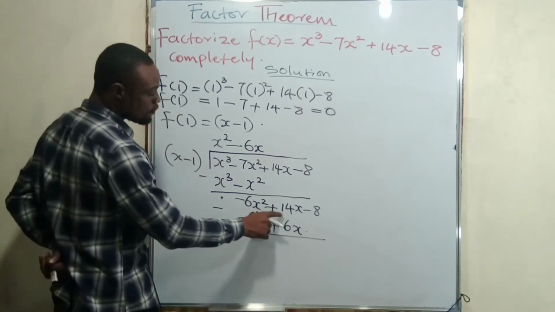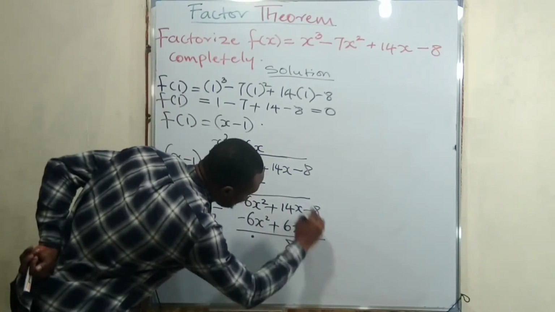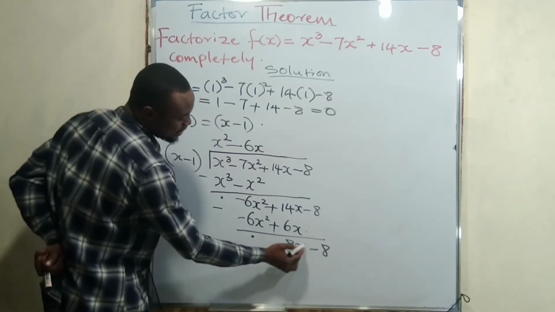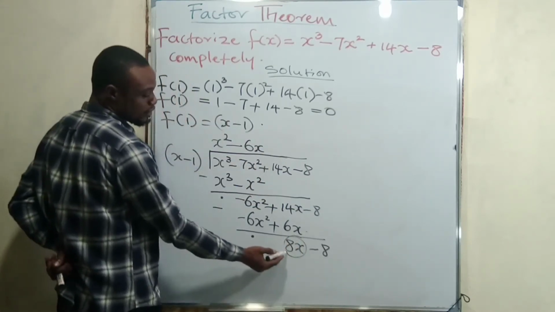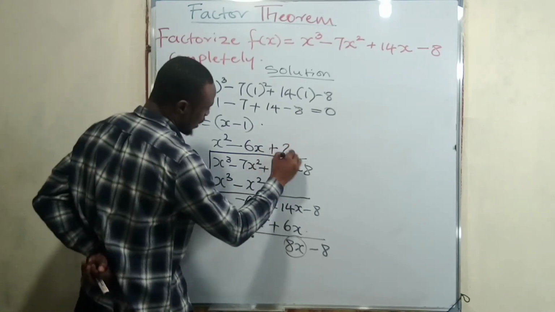So we have what? 14x minus 6x is what? We have 8x. We bring down our what? Minus 8. Good. Also, if we divide this, 8x divided by x, we have what? Plus 8. So plus our 8 here, right?